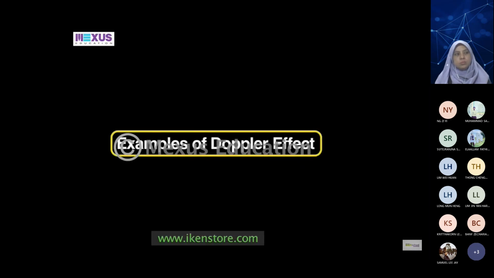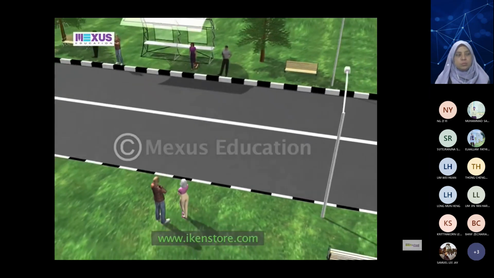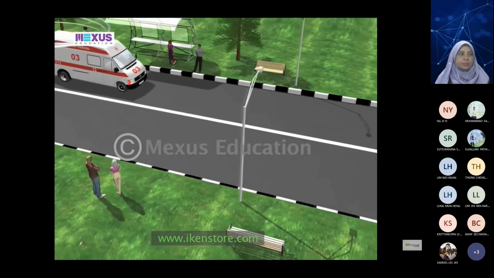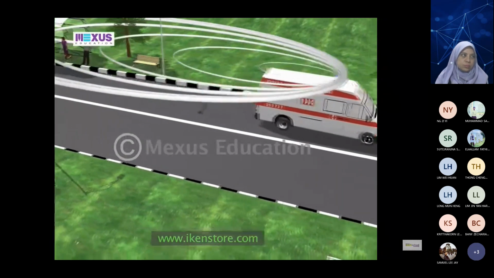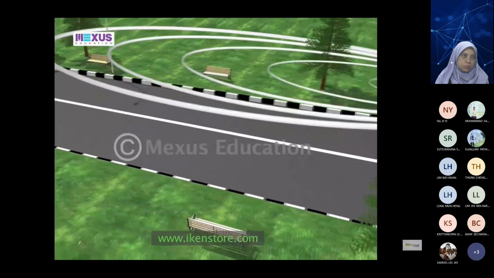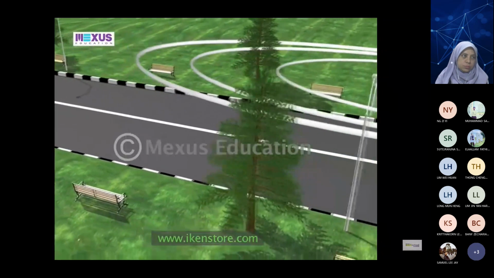Examples of Doppler effect. Now, let's see an example for the application of the Doppler effect. Consider an ambulance speeding past you. The pitch of the siren increases as the ambulance approaches you, and the pitch decreases when the ambulance moves away from you.